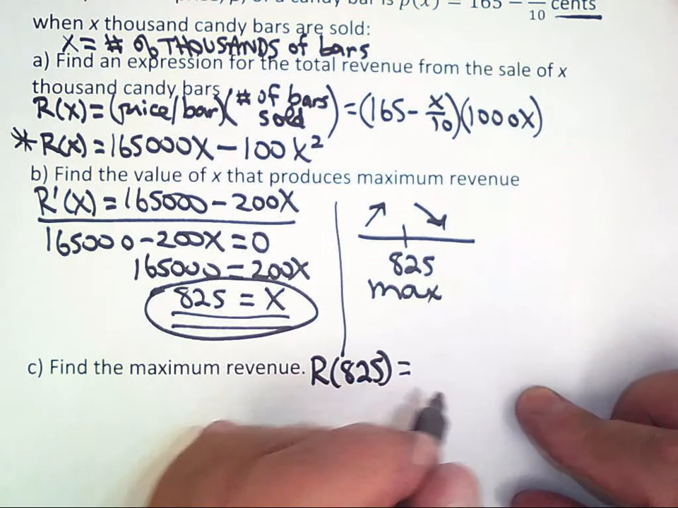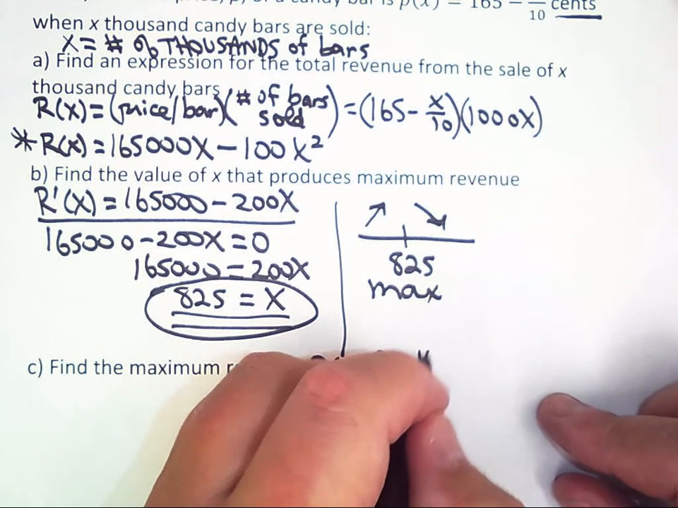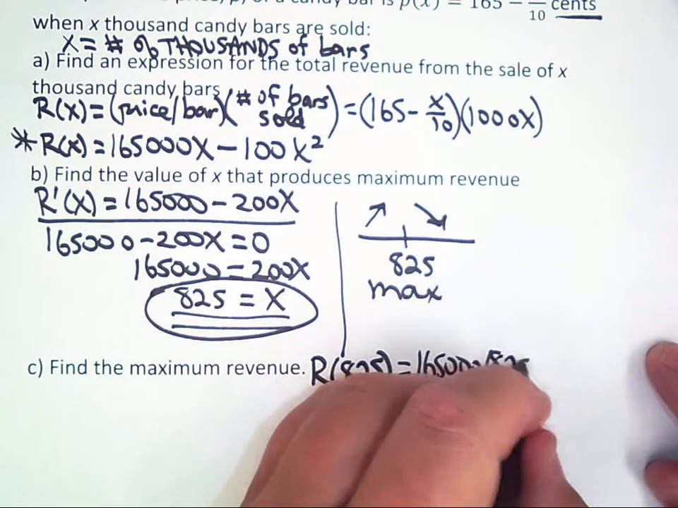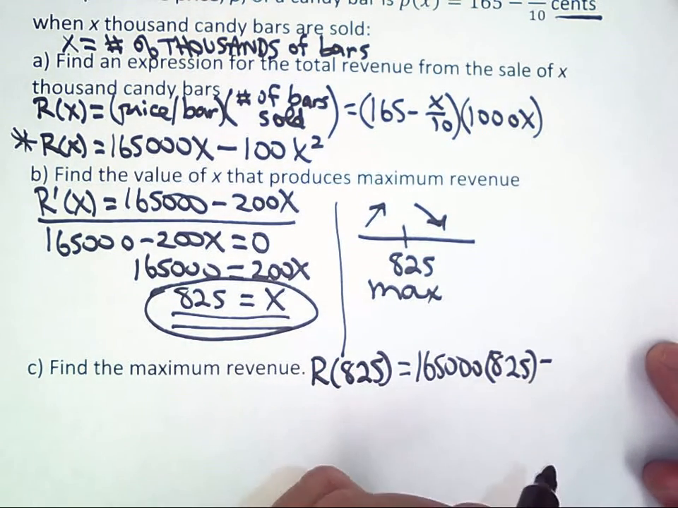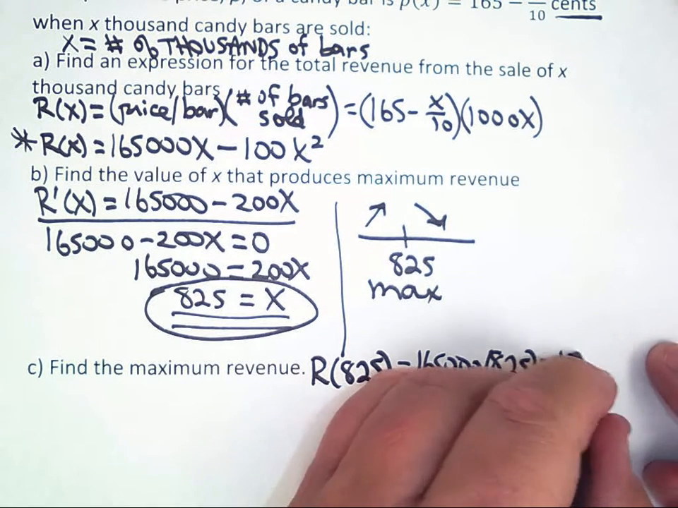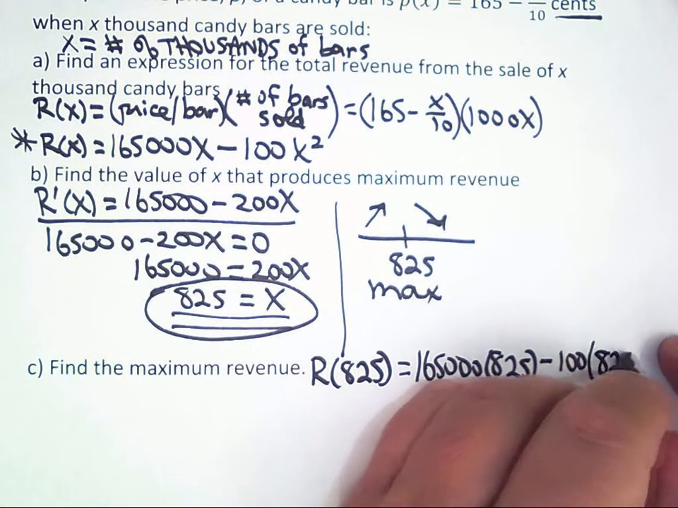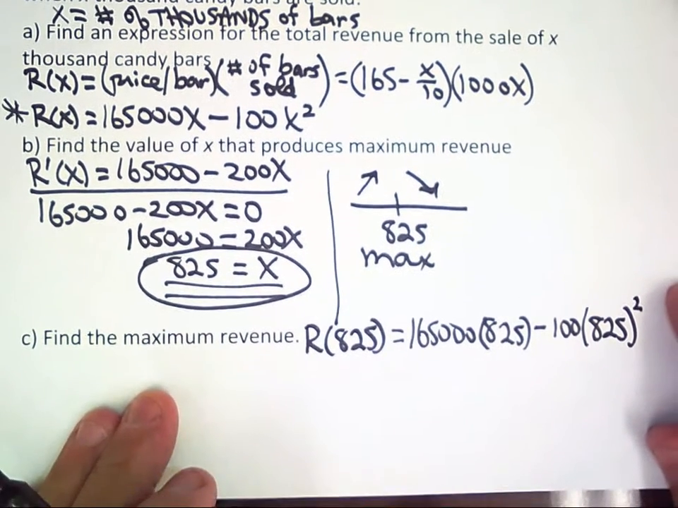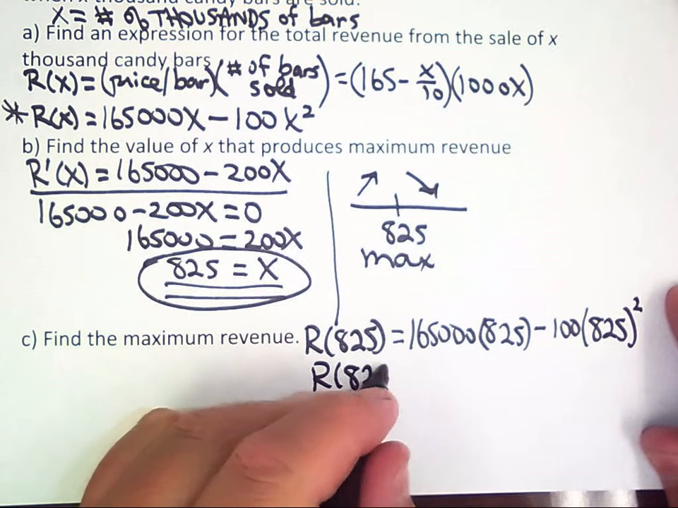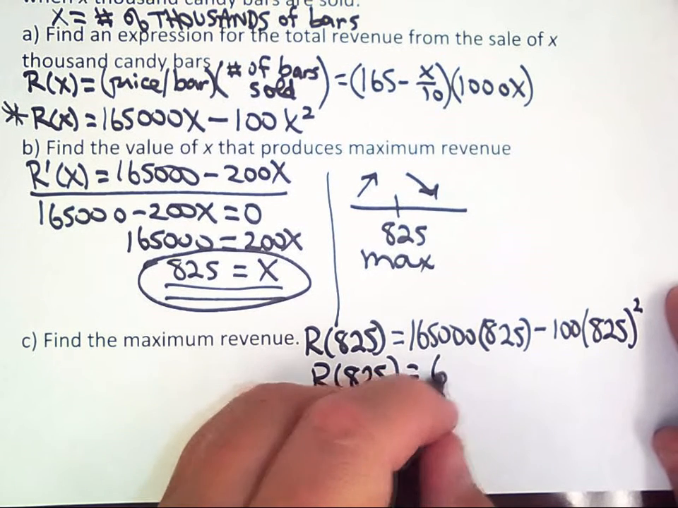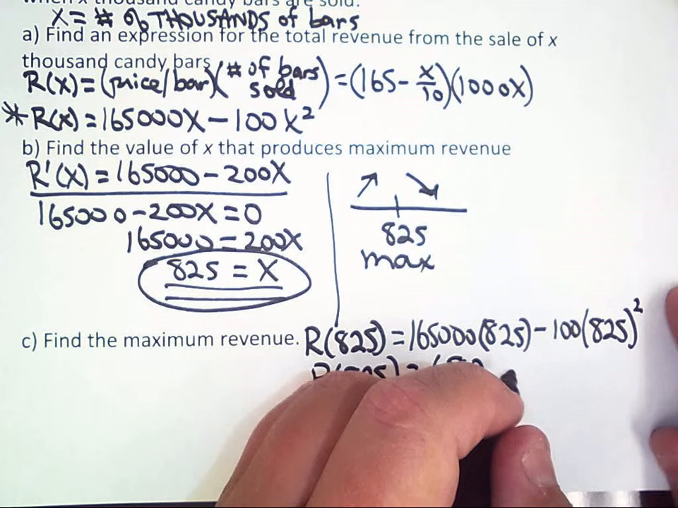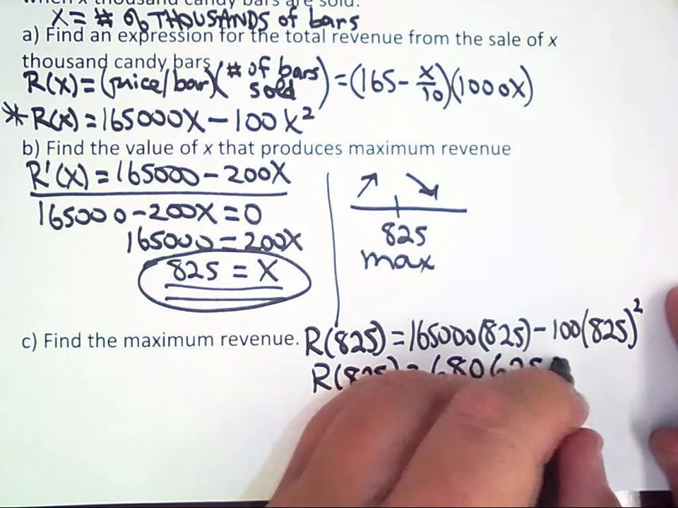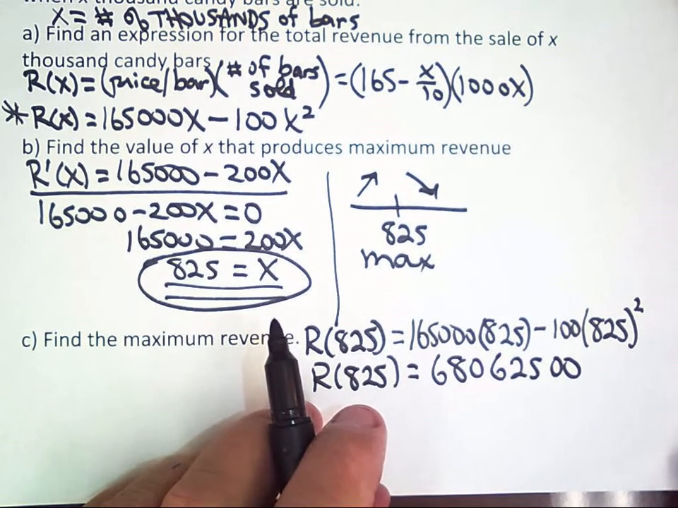So you end up with 165,000 times 825 minus 100 times 825 squared. And I'm not going to bore you with the arithmetic, but when the arithmetic is done, you end up with 680 62500. And here's the other problem if you're not careful.